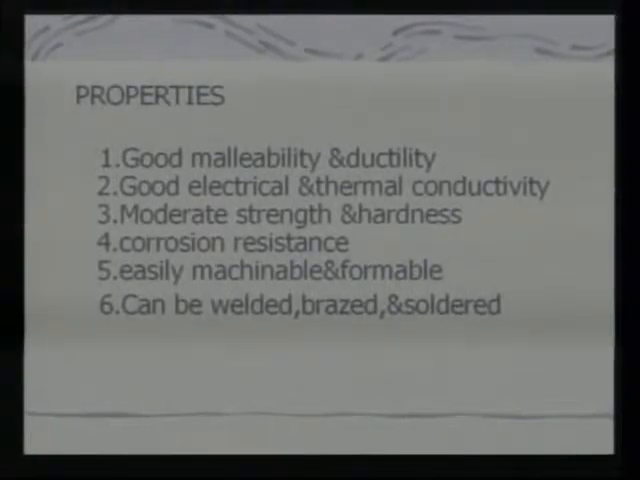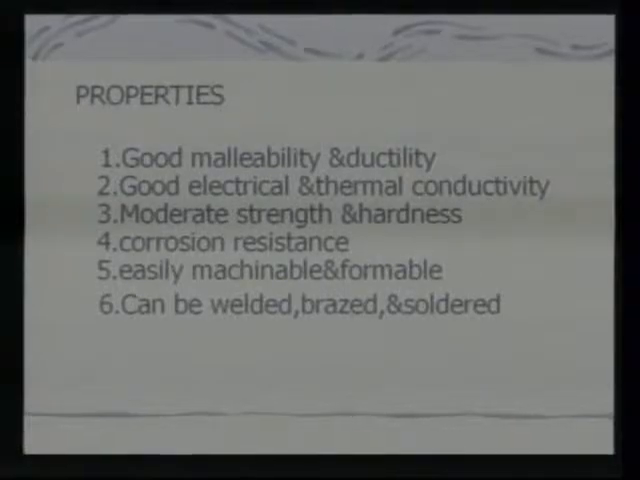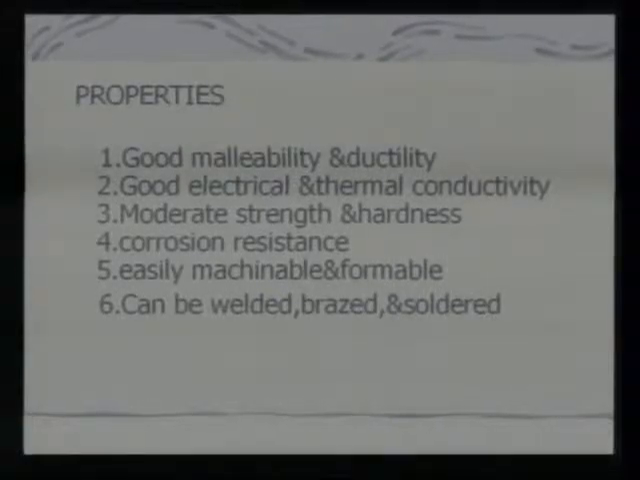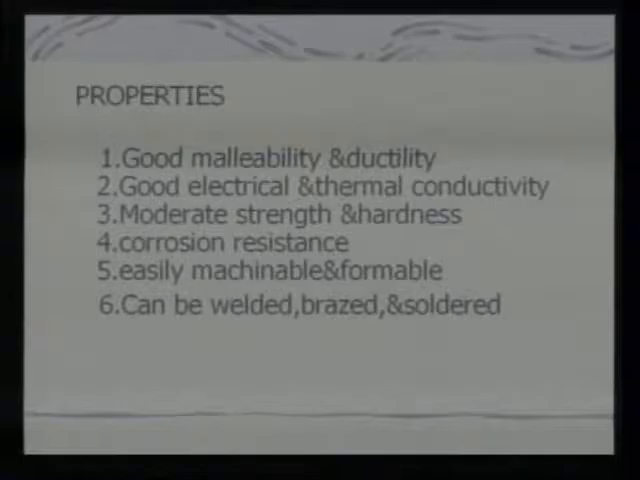that is by machining it can be shaped to any required size and shape; formability means that can be mechanically shaped to the required size and shape; can be welded, brazed and soldered. You know that welding is a process of joining two metal pieces. Similarly, brazing is the process of joining two similar or dissimilar metals.